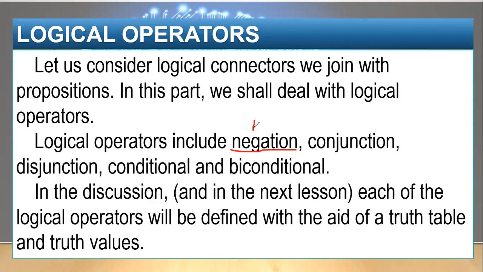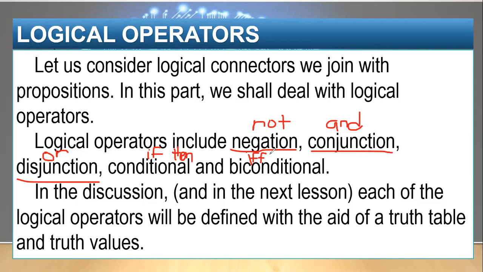yun yung not. Conjunction, ito naman yung pag pinagsama mo yung dalawang simple propositions and you use the and. Disjunction, ito naman yung or. And finally, the conditional and biconditional. So ito yung if then. And yung biconditional naman, pag pinagbaligtad yung if then, so if and only if siya.